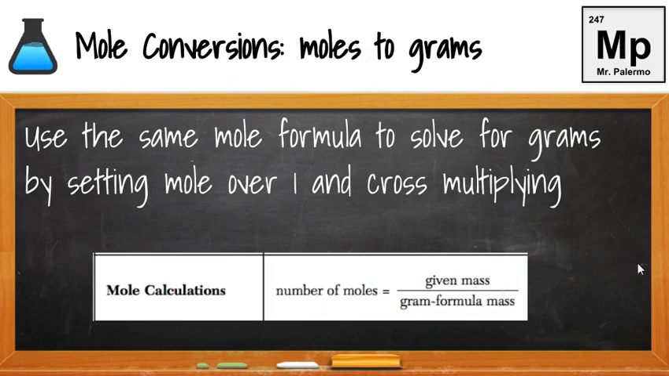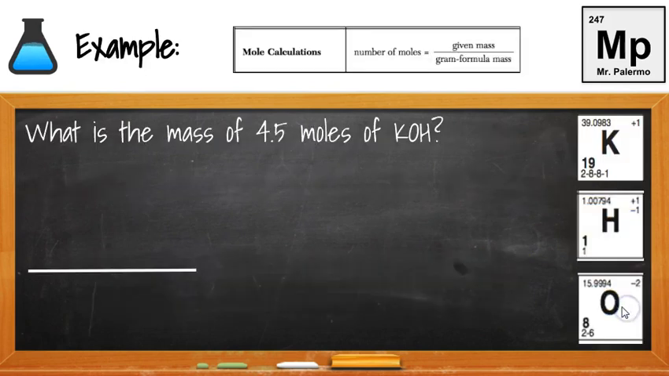Okay, now what happens if you're given the number of moles and you want to figure out how many grams that is? We're going to use the same calculation, the mole calculation, the same formula, but now we're going to be solving for the given mass. So we're going to put the number of moles over 1 and cross multiply. So let's see an example of that. What is the mass of 4.5 moles of potassium hydroxide, KOH?